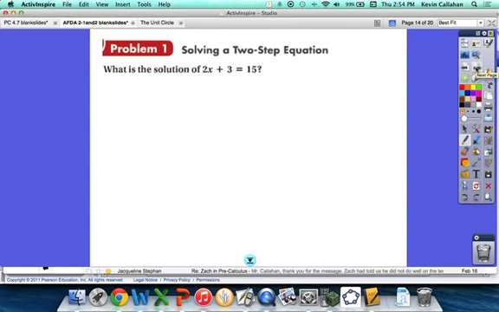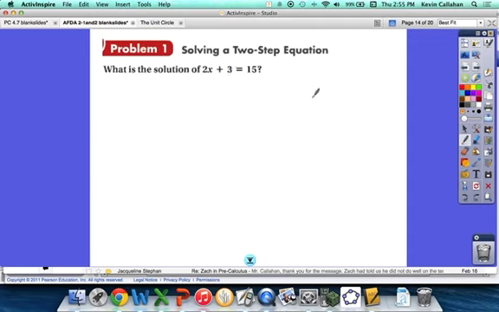Now, a two-step equation means you're going to have to do two things to isolate the variable. Right? In this one, there's 2x plus 3. To isolate this x, you're going to have to get rid of the 2 and you're going to have to get rid of the 3. The only question is, which one do you do first? And this has got to be part of your instinct. What's the right thing to do? My guess is that most of your instinct is correct on this one.